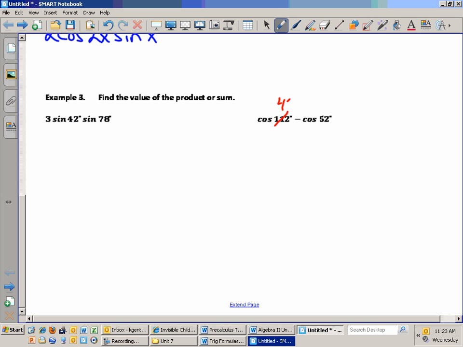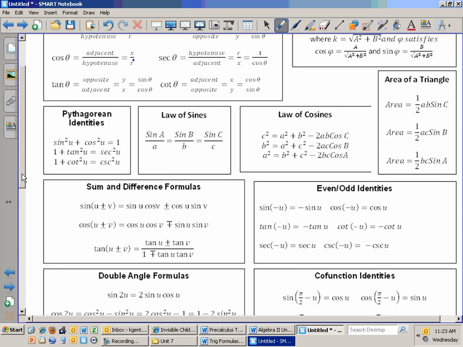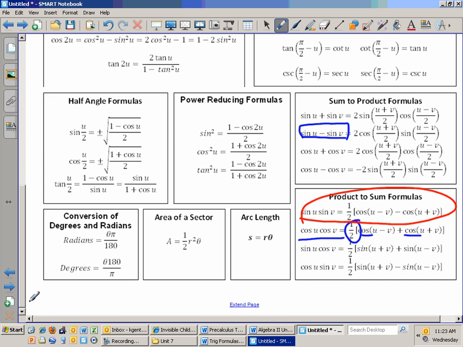We said that that's 45 and that's 15. As I look at my difference formulas, again, I can rewrite this expression in a way that will help me evaluate it exactly. So if I look at my cosine one right here, negative 2 sine of the 2 added together over 2 times the sine of the 2 subtracted over 2.